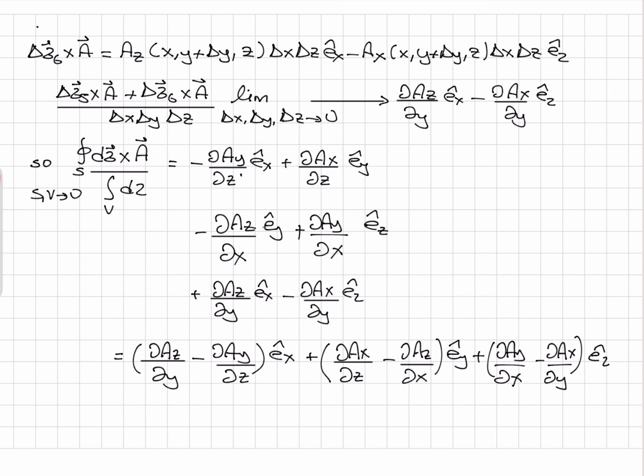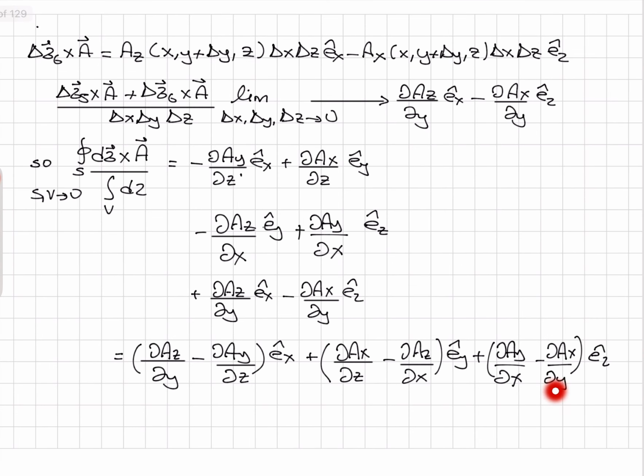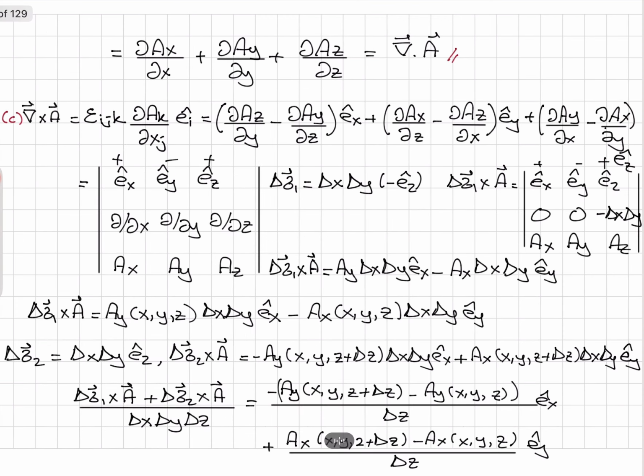Okay, is that the curl of A? Where is my curl of A? Curl of A is here: del Az del y minus del Ay del z ex hat, del Ax del z minus del Az del x ey hat, del Ay del x minus del Ax del y ez hat. So this is indeed the curl of A. So we have proven this integral definition of the curl.